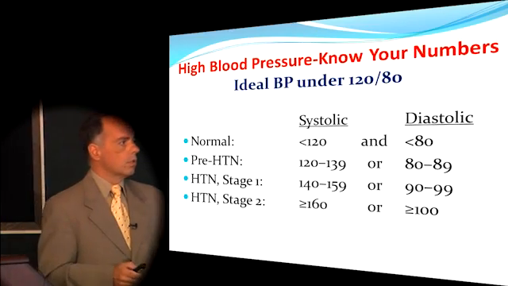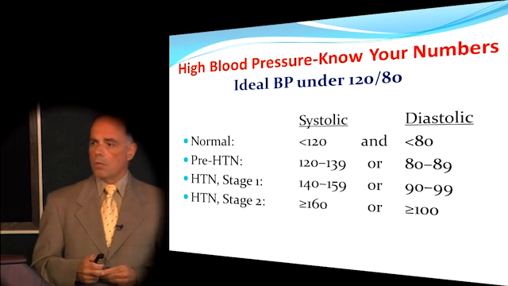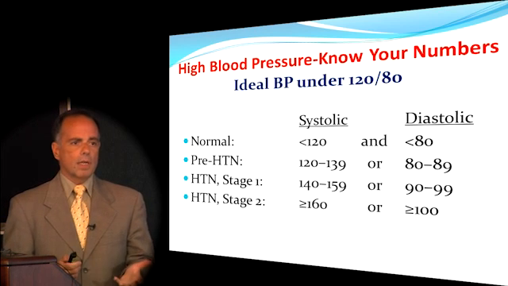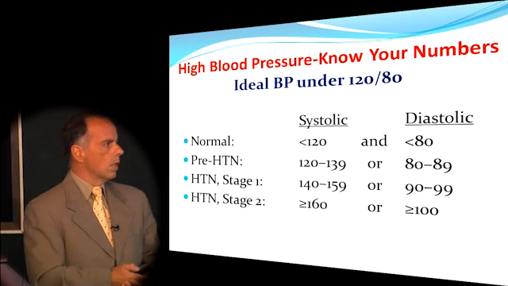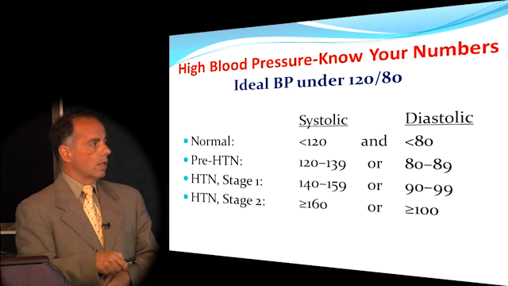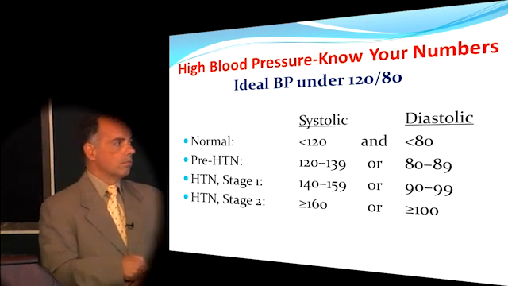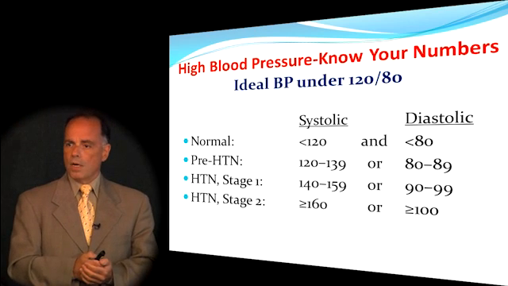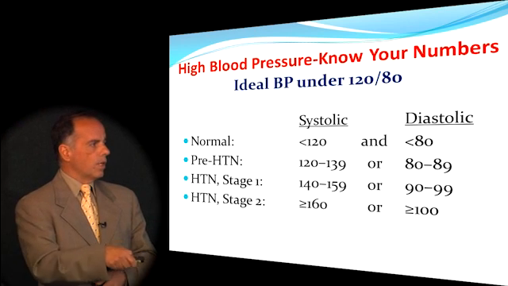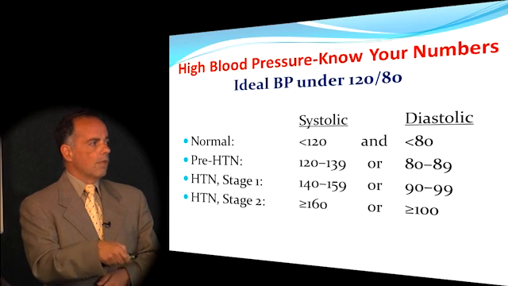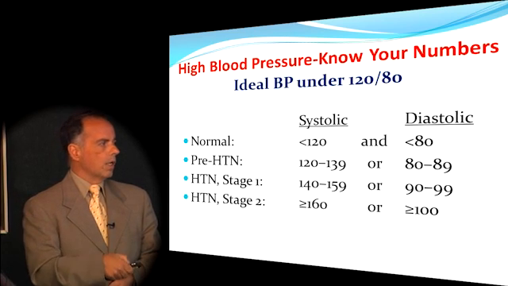Know your numbers. Just don't accept that your blood pressure is good. Tell them, Doc, what was my blood pressure? And a normal blood pressure is the top number under 120 and the bottom number under 80. Not 124 over 84. That's not normal. That's pre-hypertension at that point. And if you're being treated, you should be treated with this as a goal, 120 over 80.